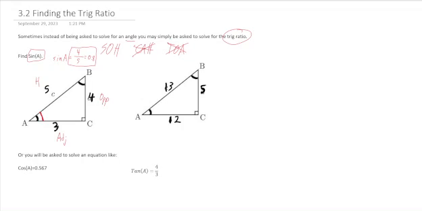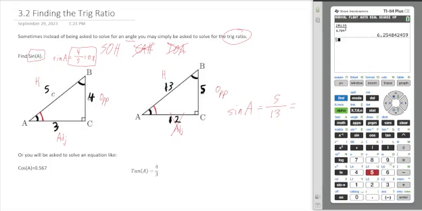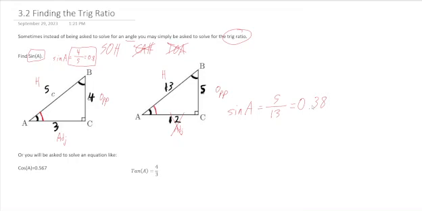Here is part B. So same sort of thing again. We're looking for sine A. So this is opposite, this is adjacent, and this is hypotenuse. We do not care about the adjacent because it is sine of A. So sine of A equals 5 over 13. Okay, which we could check in our calculator. 5 divided by 13 equals 0.385.